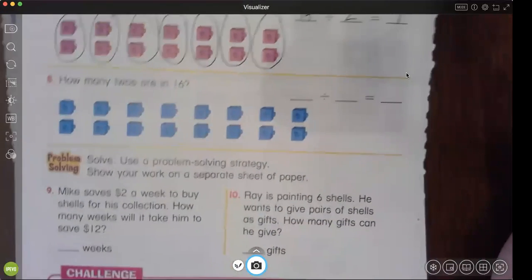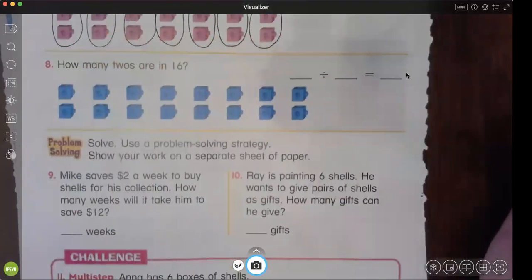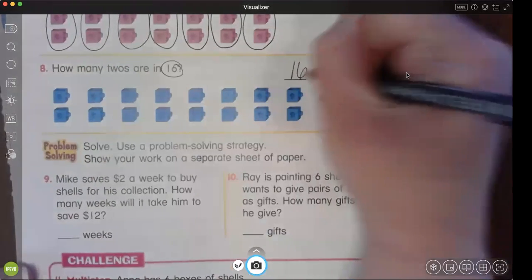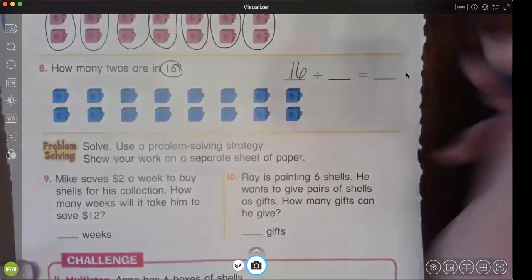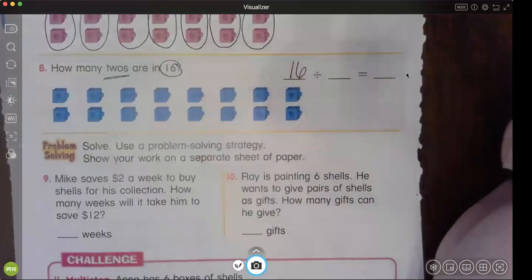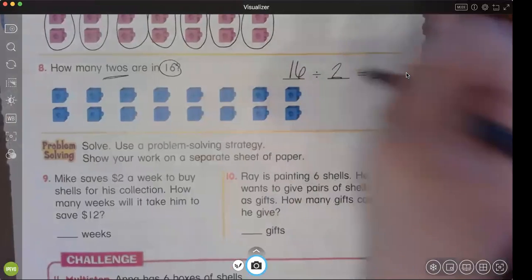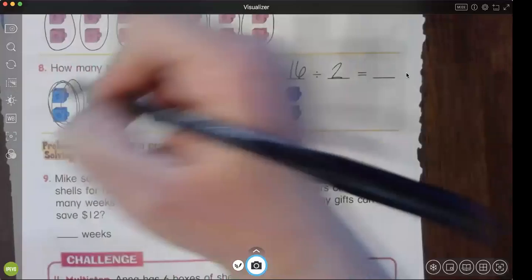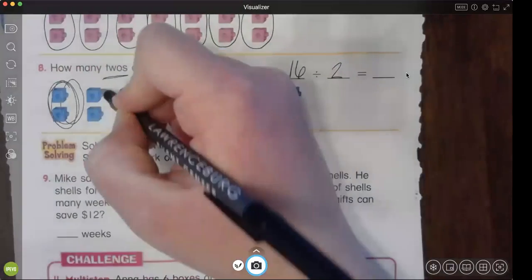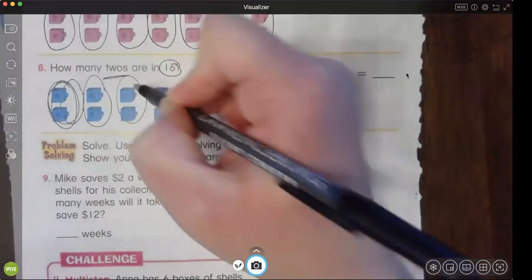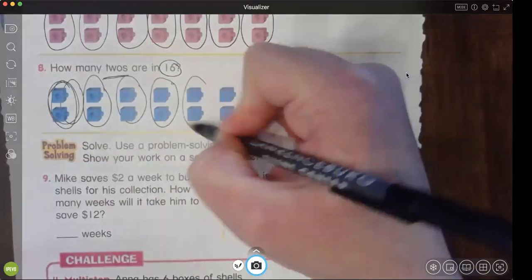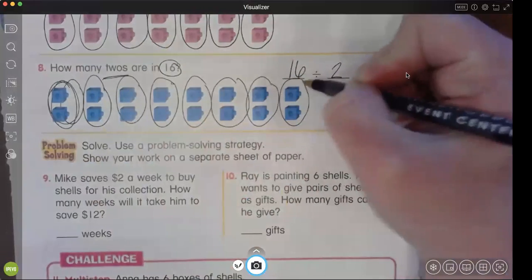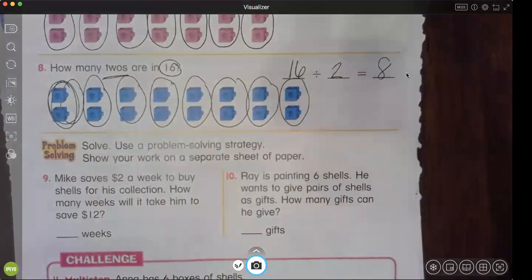All right. And now number 8. How many 2's are in 16? So the biggest number goes first in our division sentence, 16. We're going to have no more than 2 in a group. So we have 16 divided by 2. Okay, so we have one group. Whoa, that was a really bad circle. I was looking at the computer instead of my paper. 2 groups, 3 groups, 4 groups, 5 groups, 6 groups, 7 groups, 8 groups. So 16 divided by 2 equals 8.